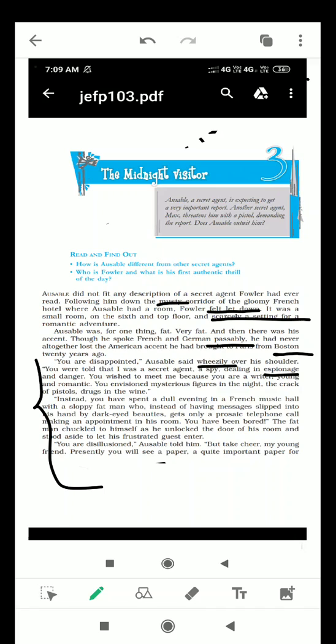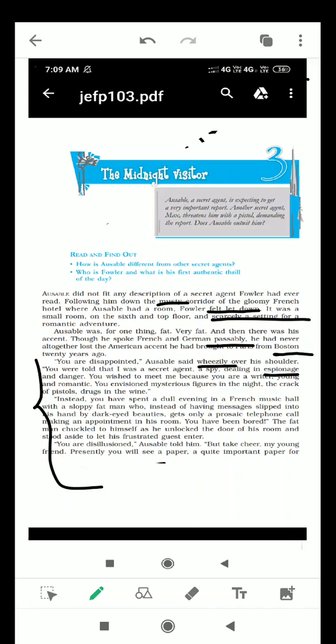You envision mysterious figures in the night, the crack of a pistol, drug in the wine. You might have imagined mysterious figures. You might have heard the sound of a pistol or gun. That means since Fowler was in possession of writing a book on secret agents, he might have imagined something that is related to espionage.